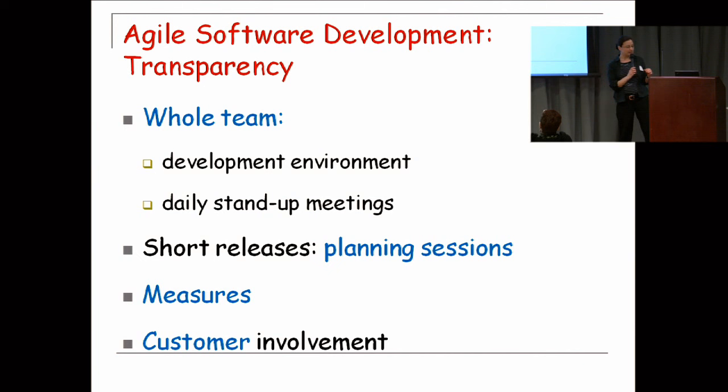Another practice that helps us to increase the software transparency is planning sessions, because in the planning sessions, unlike in traditional software development processes, all team members participate. It's not that they just get something from someone else. They participate, they hear the customer, they can ask him or her questions, and the whole requirements phase is very transparent. Measures, as I mentioned before, are posted around and everyone can see how the project proceeds, including management and the customer. And finally, the customer is involved all the time in the process, so nothing should be hidden.